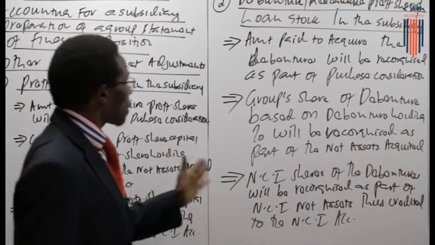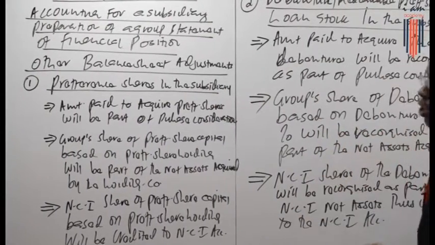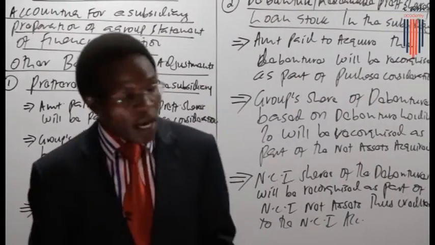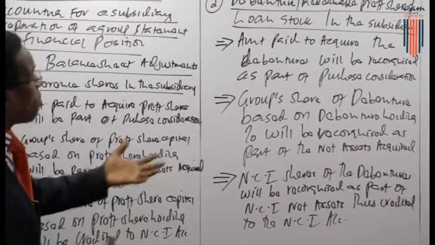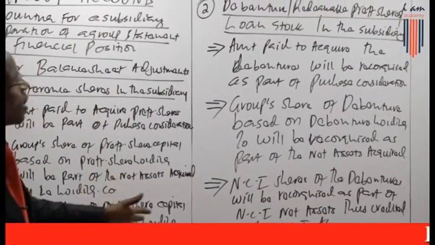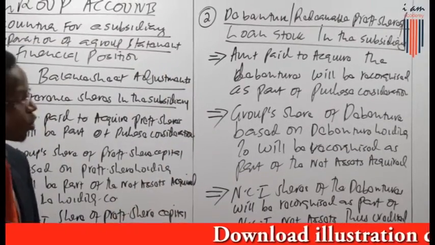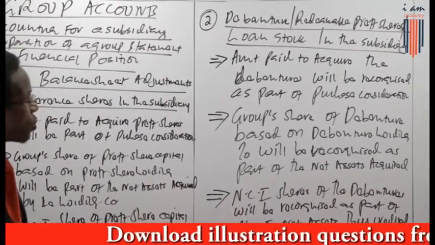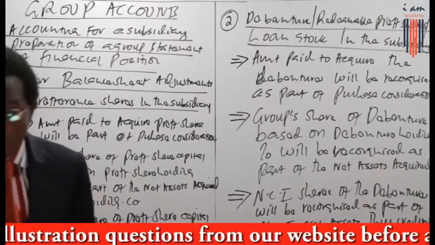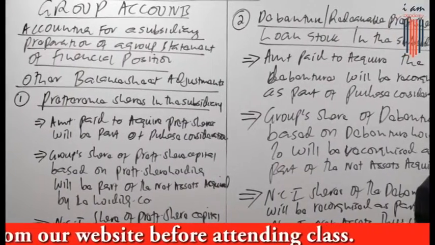So we have discussed preference shares. We have discussed debentures. Now we want to look at an illustration question and see how they will behave if there is an acquisition of the preference shares, and also an acquisition of the debentures. What will happen in that case? That's exactly what we want to do. So there is an illustration question, as you can see. Example number 5.